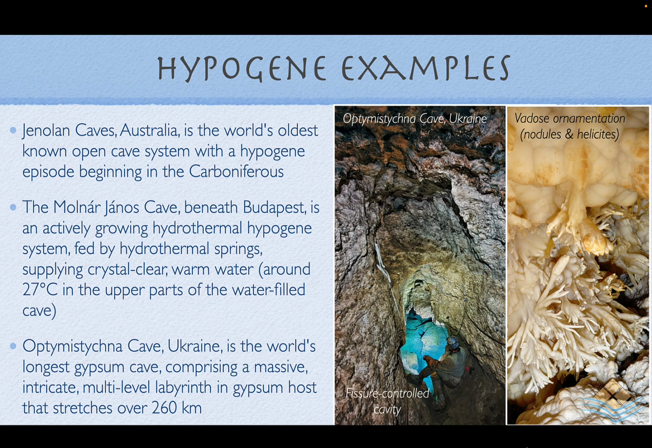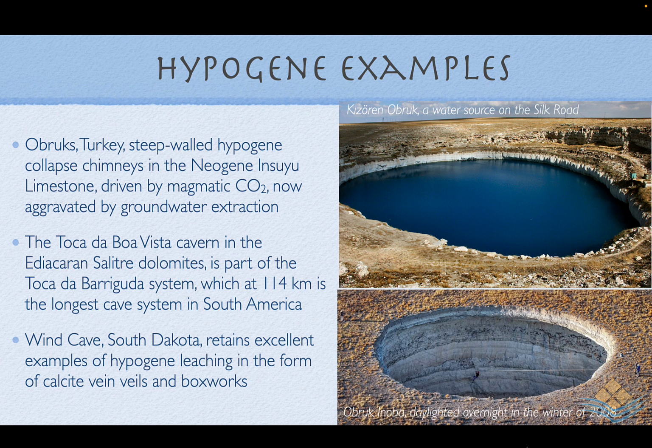We can also have systems where we have rising hypogene or hydrothermal pipes breaking out to the surface. These are the obruks, these massive hypogene collapse chimneys that break out magmatic CO2-rich waters, breaking through the Neogene Süleymanlı limestone in Turkey. This system has now been aggravated by the lowering of the water table by groundwater extraction for agricultural purposes. We have a whole series of reactivated obruks daylighting overnight, such as Obruk Yenoba, the lower image, which daylighted in the winter of 2008.